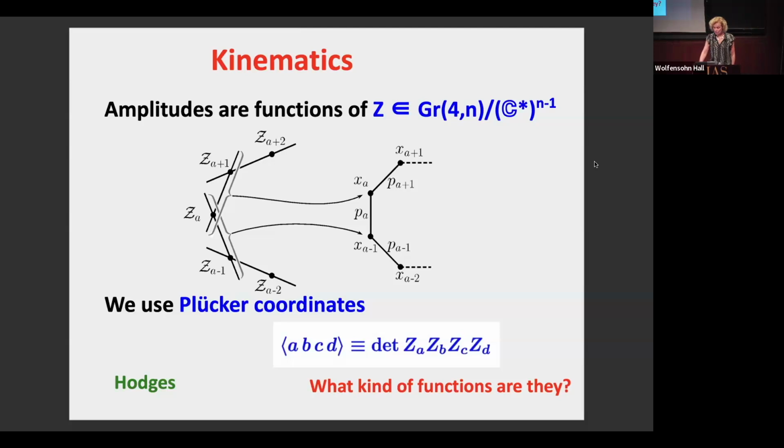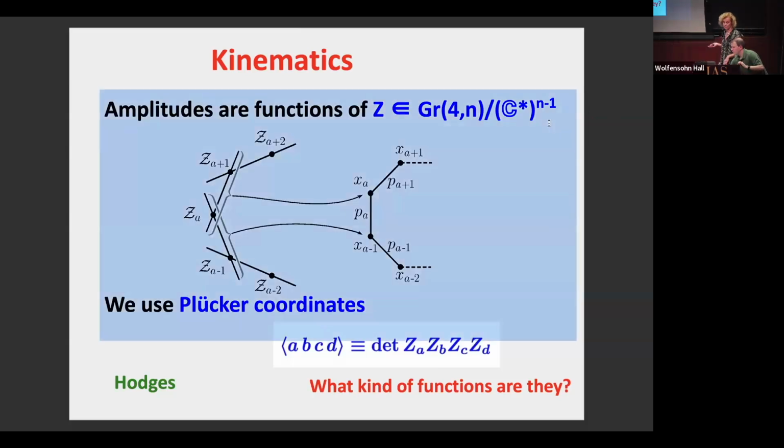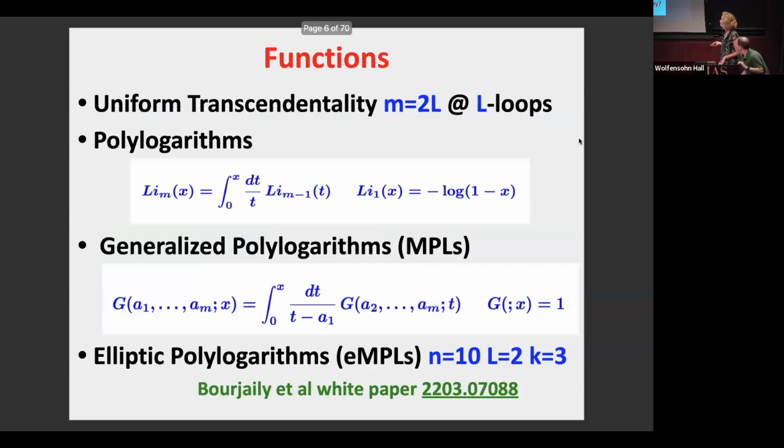Now, what kind of functions are these amplitudes? Oops, now I can't go to the next slide. Excuse me. Right now, you're able to. Oh, yeah. Okay.